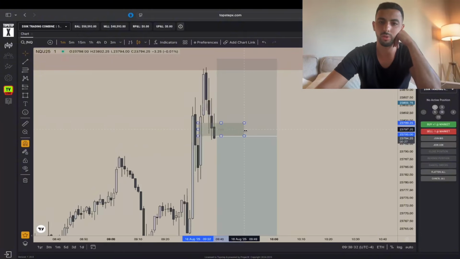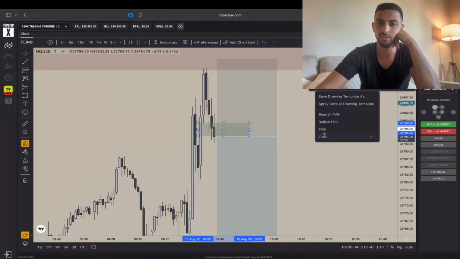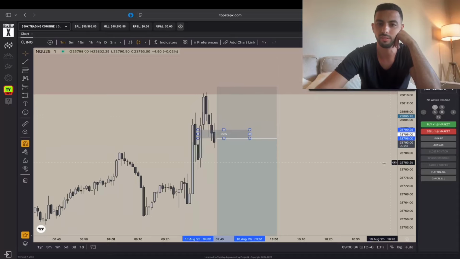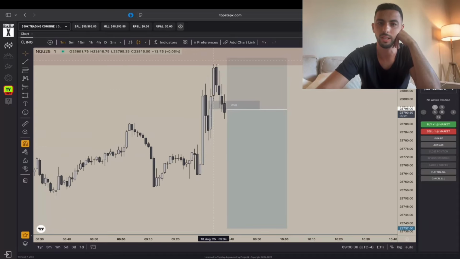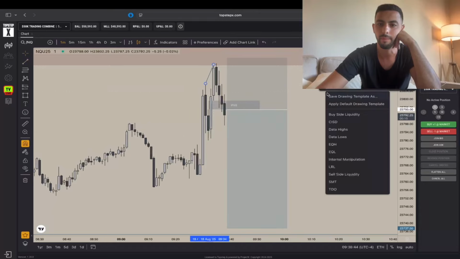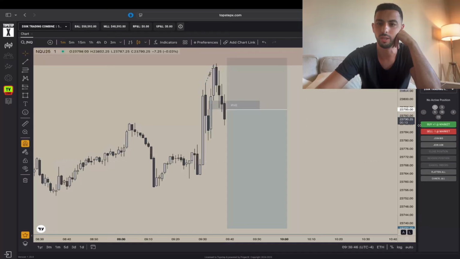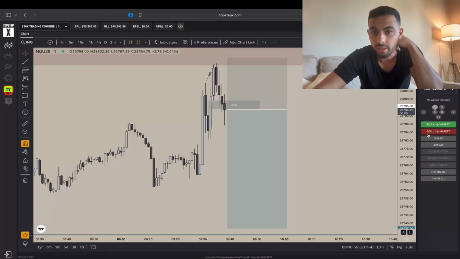All right, let's just wait, this will inverse. Super obvious. We tapped it hourly. We have internal SMT. Bearish draw on liquidity. Good trade. Let's just make sure that we inverse.